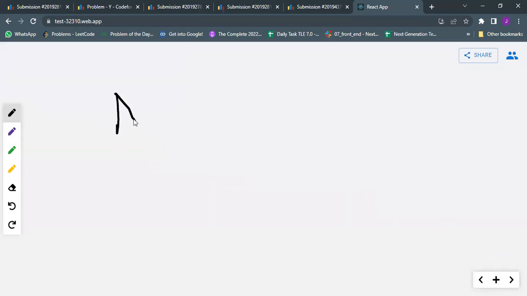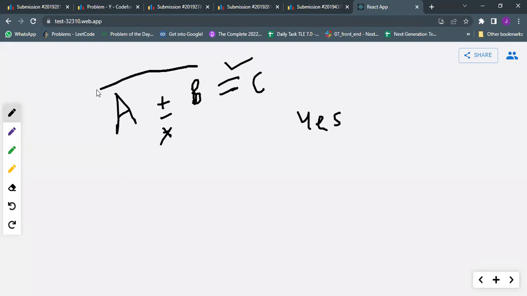So you are given an expression in the form of this. This A can be a plus or minus or multiplication, and here B and equal to C. Now, what you have to check is whether this expression is true or not. If it is true, you have to print yes. If it is not true, then you have to print the actual value of this expression.